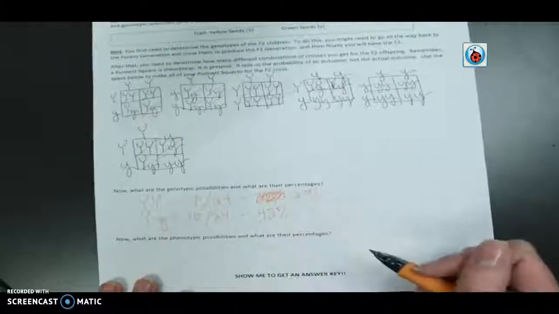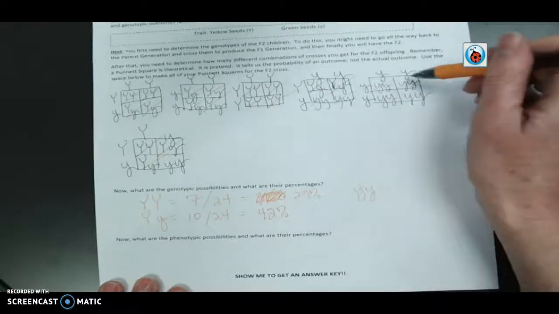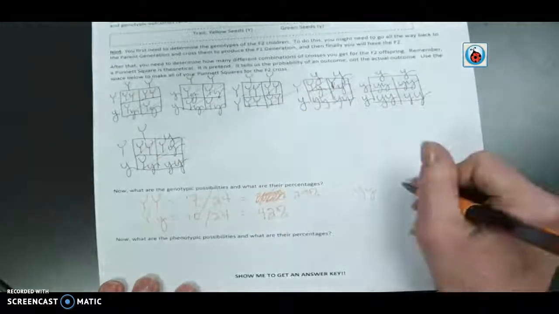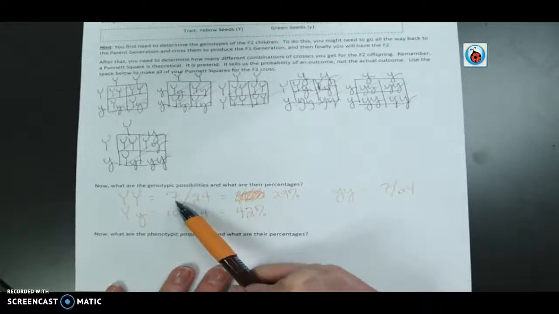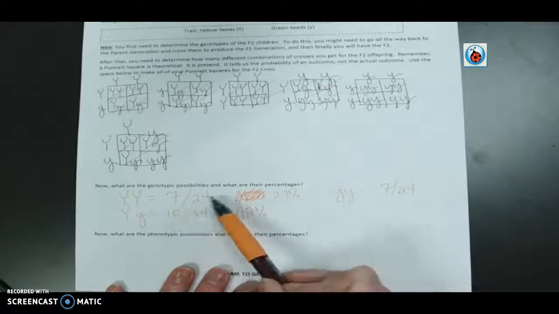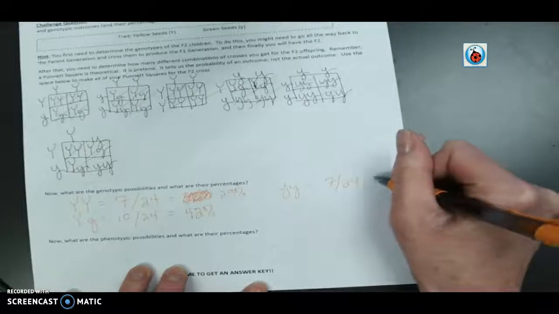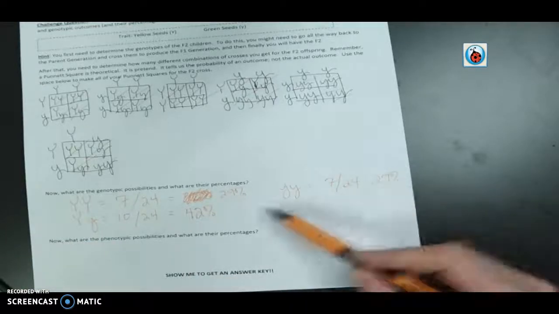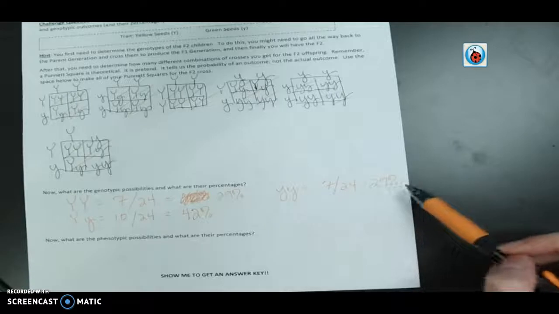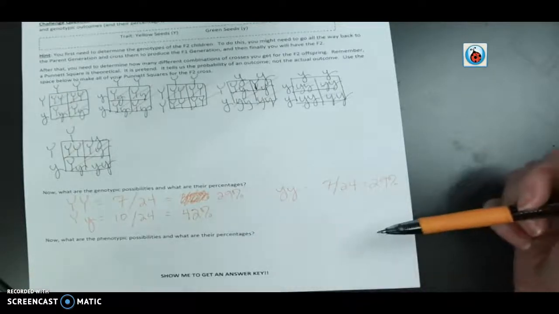And then my last genotype that I have is homozygous recessive. 1, 2, 3, 4, 5, 6, 7. So 7 out of 24. Now just to make sure I did everything right, 7 plus 7 plus 10 does equal 24, so I've accounted for all of my squares. And 7 out of 24 is 29%. I'm rounding, so it's not exactly the correct amount, but it's very, very close. It gets us the right idea.